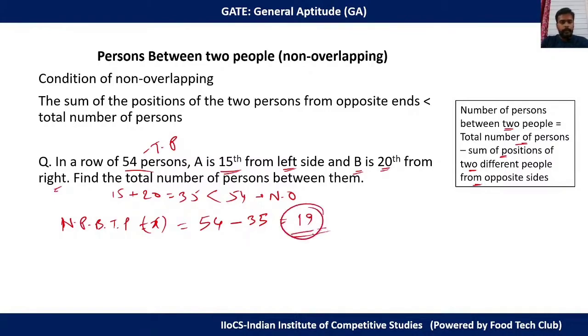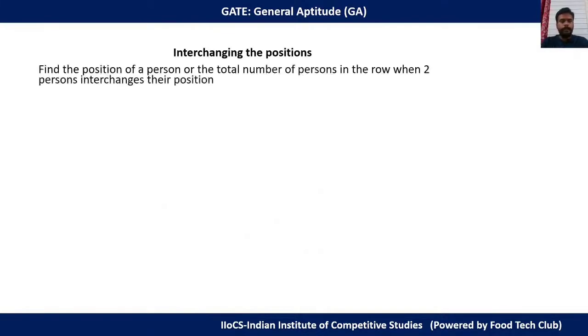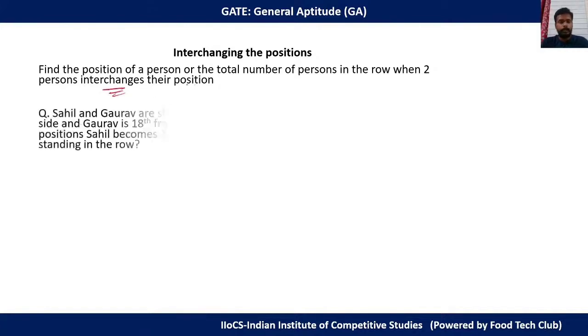So I have covered overlapping, non-overlapping stuff. Okay, then we'll be going to the next one, the interchanging position. If the position interchanges, in that case, how do we have to solve it? Now find the position of a person or the total number of persons in a row when two persons interchange their positions. When they are interchanging the position at that time, how?